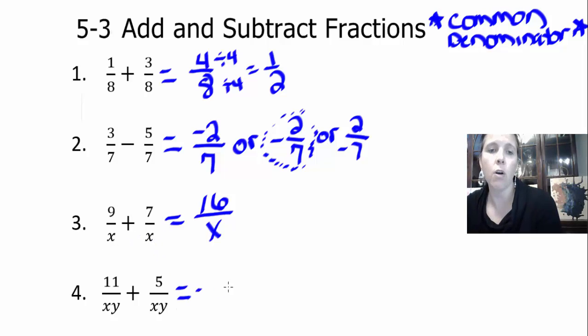Same with number 4. Our denominator is just xy. Since they're the same, we don't have to do anything. And then 11 plus 5 is 16 again. Okay, so then you'd be done with those. All right.